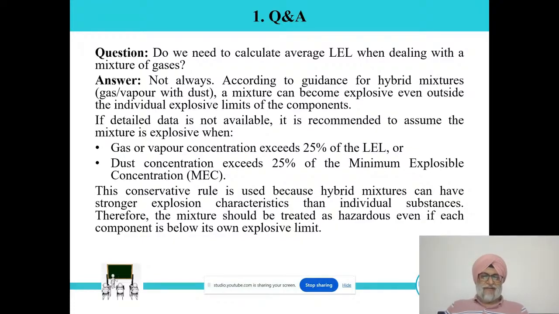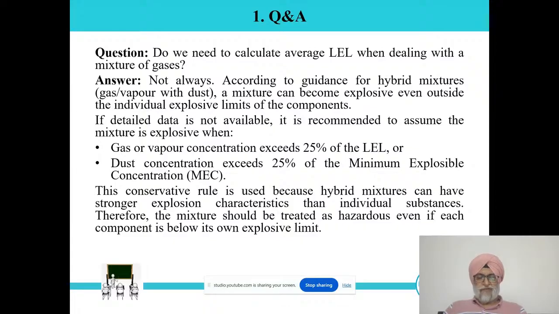First question: do we need to calculate average LEL when dealing with a mixture of gases? Answer: not always. According to the guidance for hybrid mixtures, a mixture can become explosive even outside the individual explosive limits of the components. So we have to take a conservative approach, the worst case scenario. If detailed data is not available, it is always recommended to assume the mixture is explosive when gas or vapor concentration exceeds 25% of the LEL, or dust concentration exceeds 25% of the maximum explosive concentration.